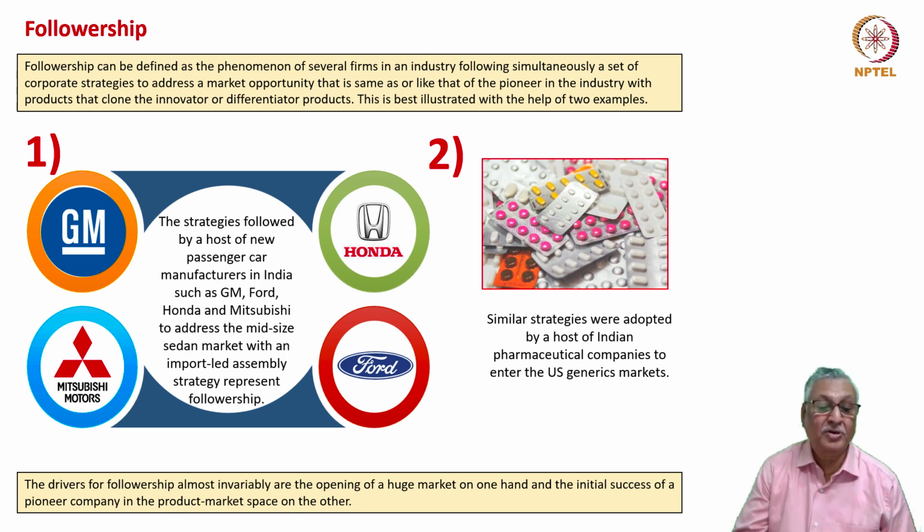The drivers for followership are almost inevitably the opening up of a huge market on one hand and the initial success of a pioneer company in the product market space on the other. There are 2 levers. One, a huge market gets opened up the moment followers enter, and that happens because that market is sustainable. The pioneer has opened up the market and proved the product, therefore that market is sustainable. These are the 2 conditions of followership and why it attracts so much competition.